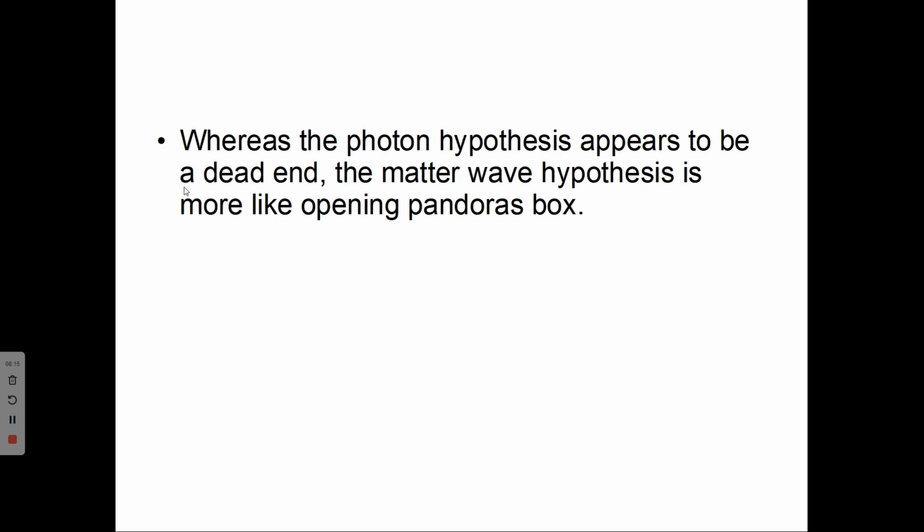Now, my opinion about the photon hypothesis was that it's a little bit of a dead end. It doesn't produce any new physics. It's just more or less saying what is the case, and no continuation of it. But on the other hand, the matter wave hypothesis seems to be more like opening Pandora's box, because now we have to interpret what is really going on here.